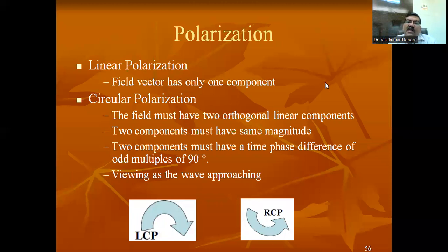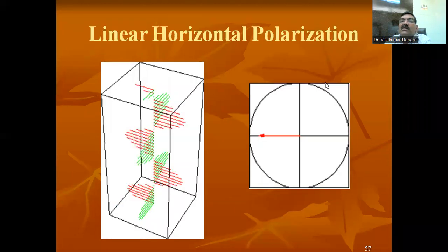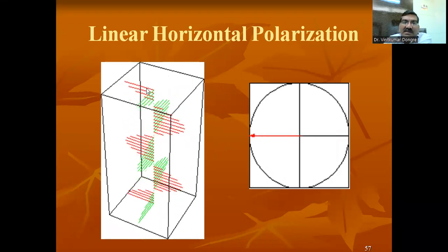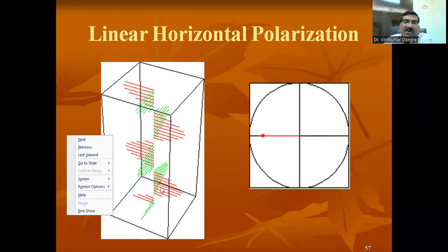Both are given. Now here, both the polarizations, you can understand. Now this is the linear polarization, what I have given here. In the linear polarization, you can just check: the red line shown here is nothing but the electric field vector, and this is the magnetic field vector.